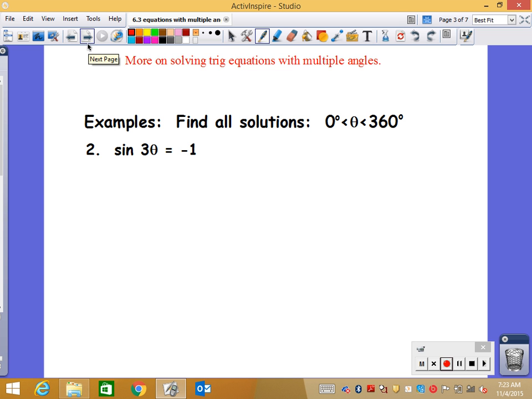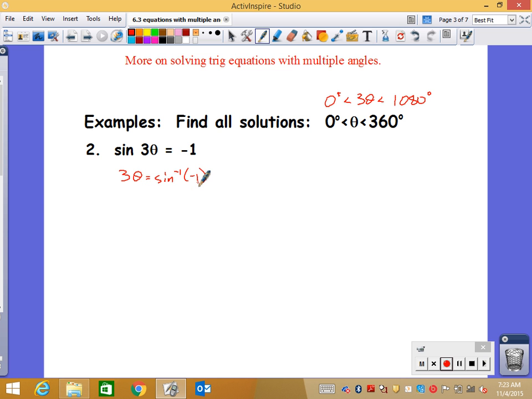Well, I'm going to immediately know that, hey, I'm dealing with 3 theta, so I need to change my bounds to deal with 3 theta. So I get 0 degrees is less than 3 theta, which is less than 360 times 3. We end up getting 1080. Really, that just equates to going around the circle 3 times. So take the inverse sine here. We get 3 theta is equal to inverse sine of -1.